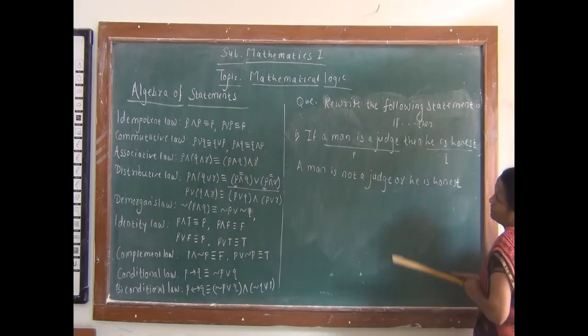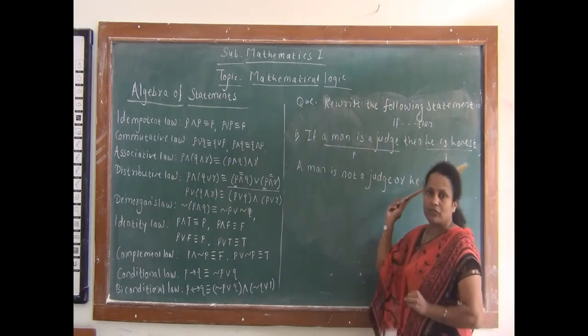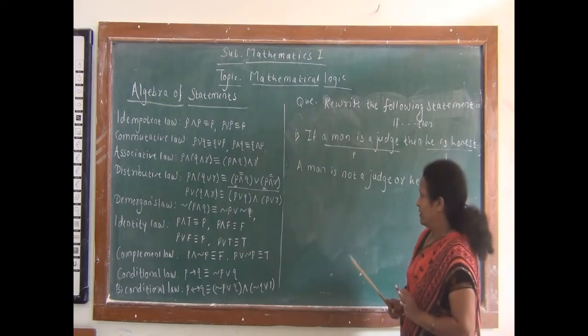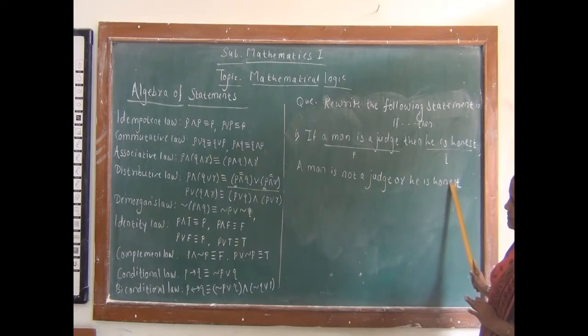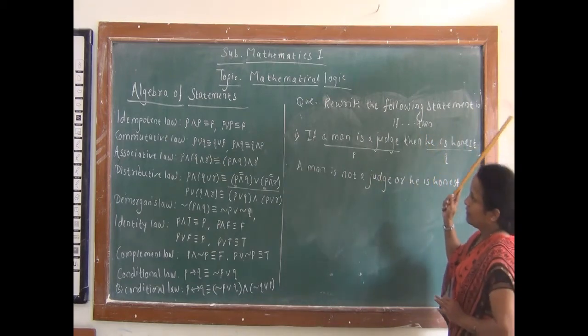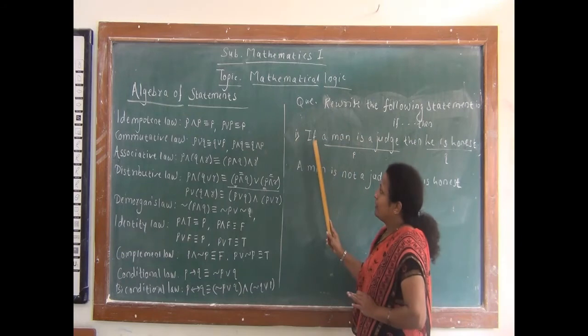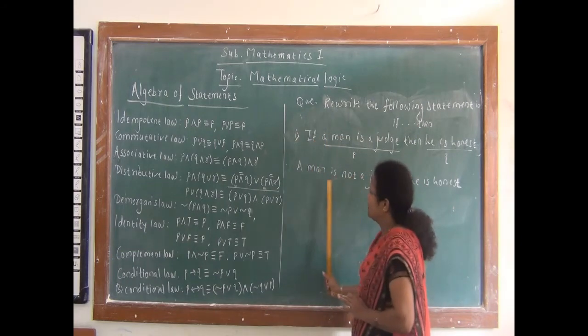So this is about rewriting the given statement without using if then. So a man is not a judge or he is honest is our equivalent statement, or you can say by removing if then we obtain this statement.